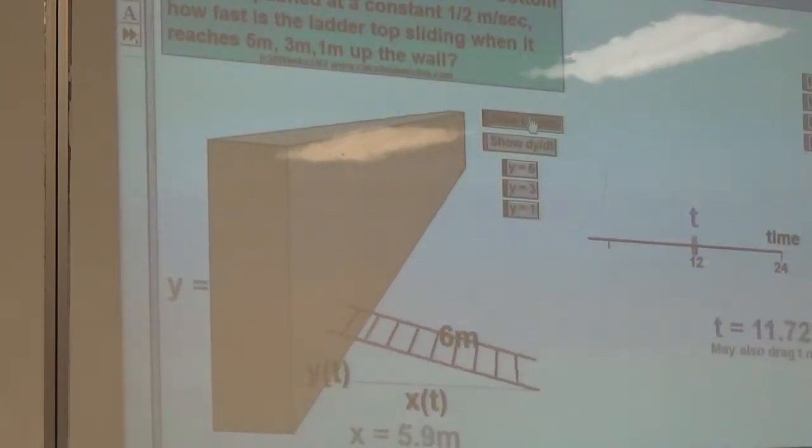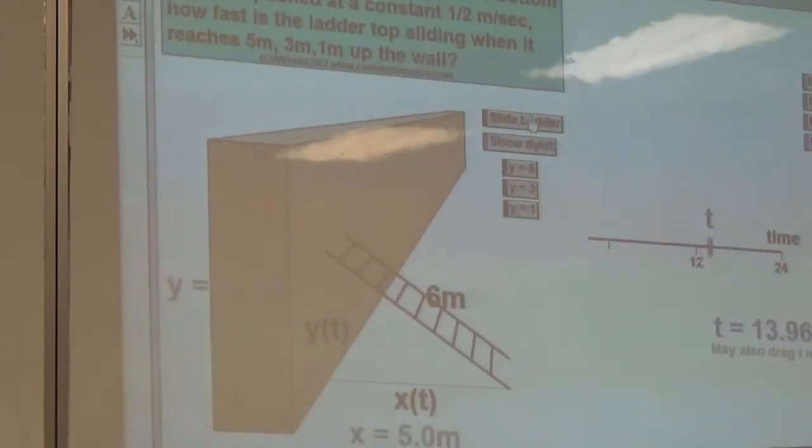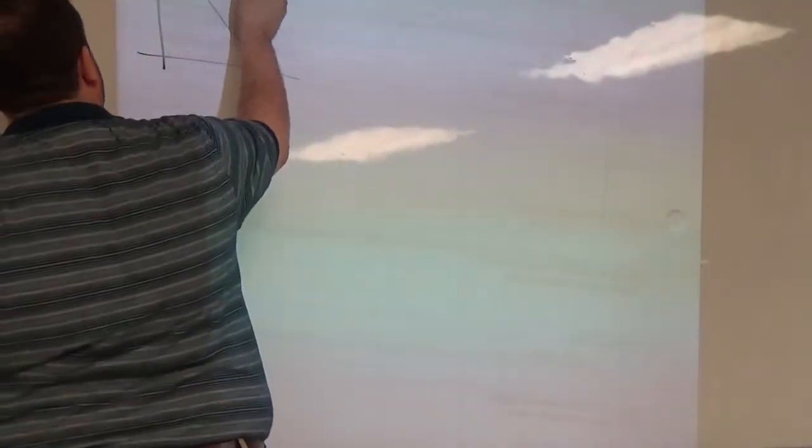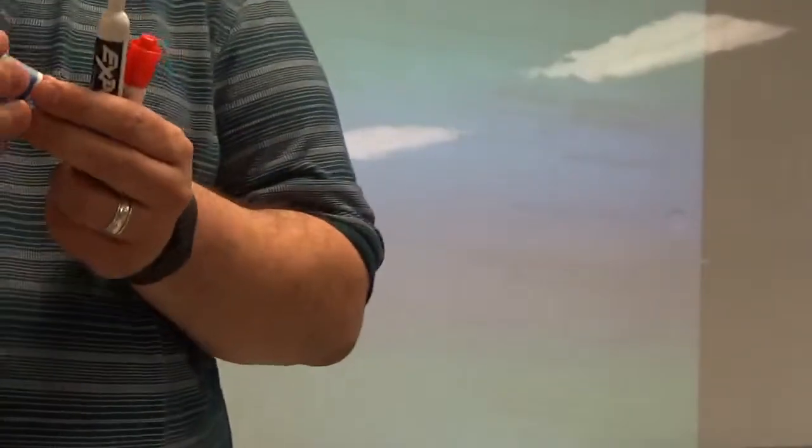So let me freeze this here. Thank you very much. That was wonderful. So let's add a little bit to your diagram. Here's my house, here's the ladder. You told me that this is 6 meters. So let's label this diagram. What else is happening? Zoe is pulling the ladder away.